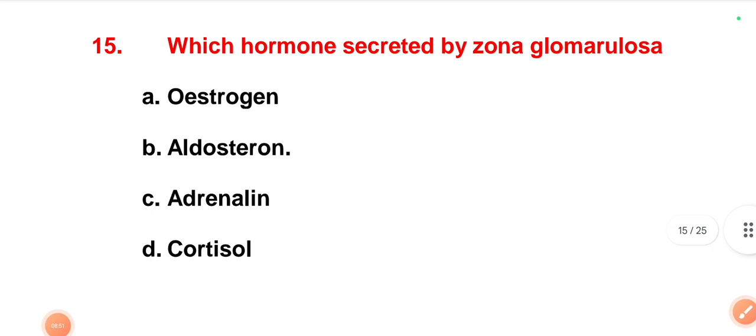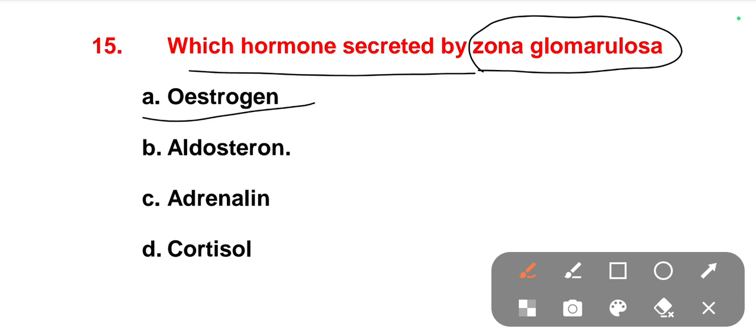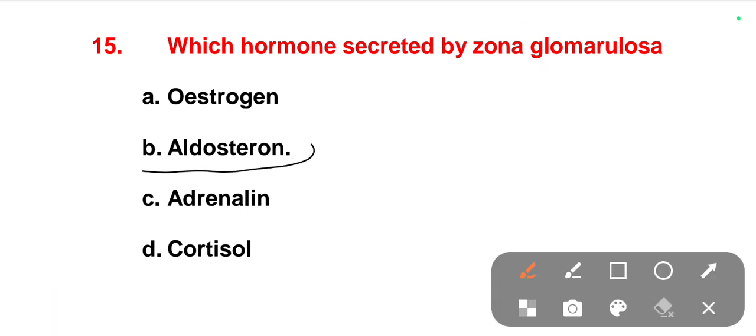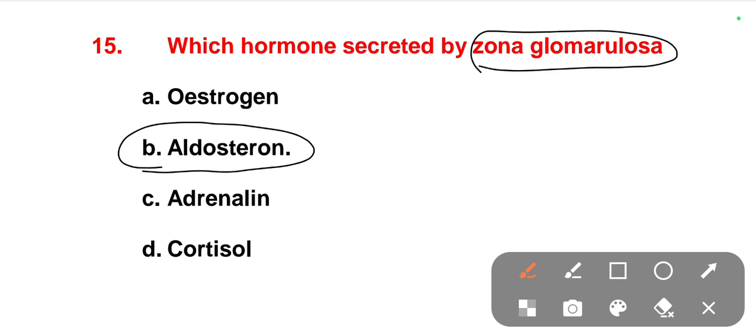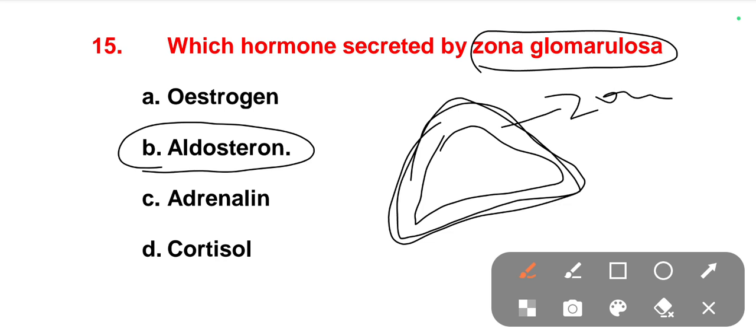The next question is which hormone is secreted by zona glomerulosa? Options are estrogen, aldosterone, adrenaline, cortisol. The right one is aldosterone. The zona glomerulosa is a part of the adrenal gland. The upper portion of the suprarenal gland, that is nothing but the adrenal gland, is called zona glomerulosa.